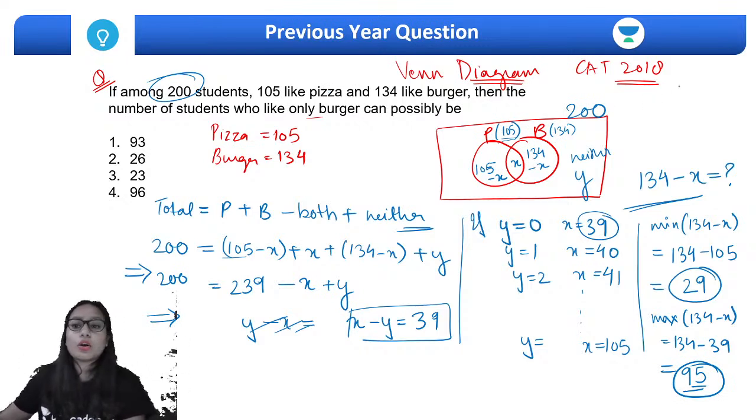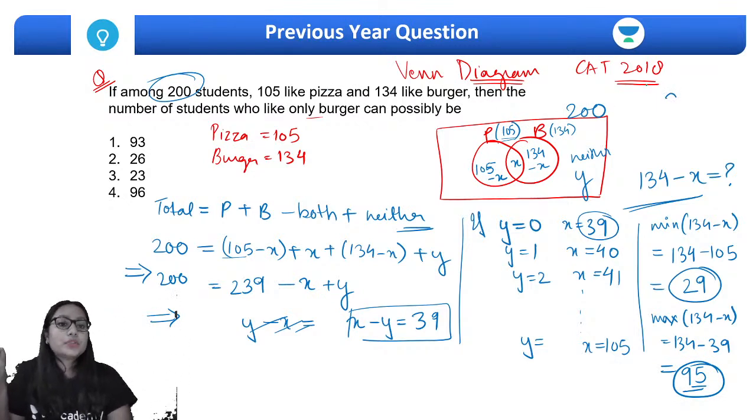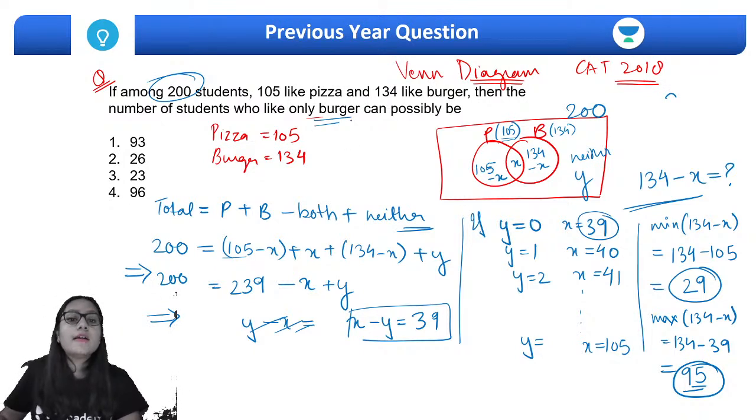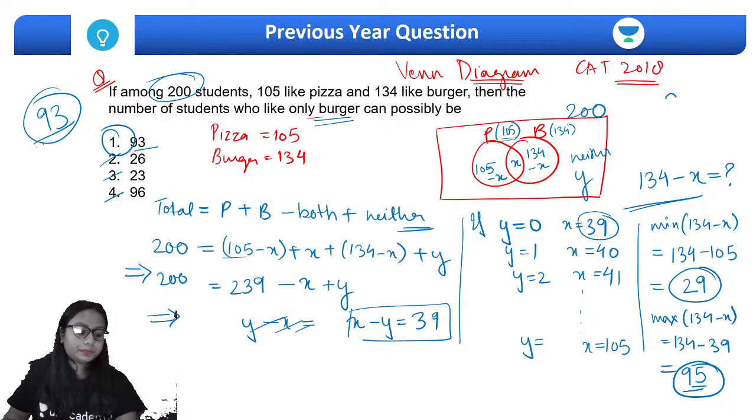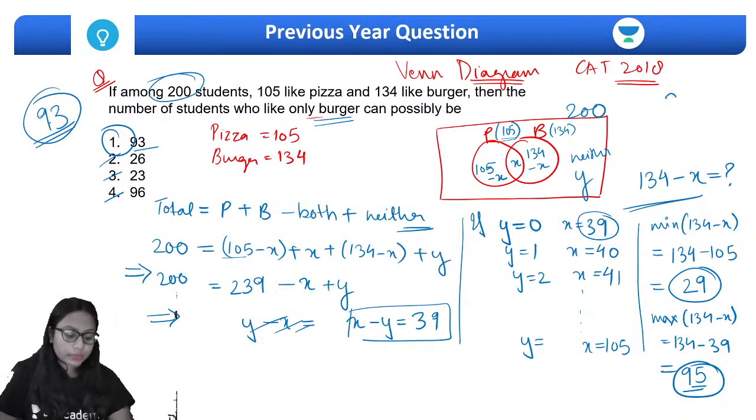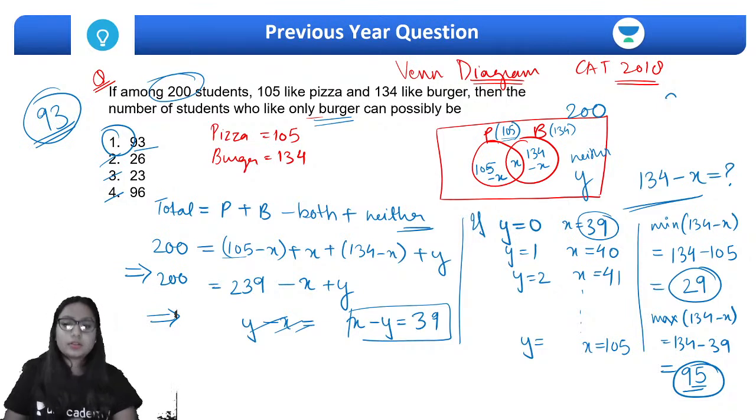So the number of students who like only burger will lie between 29 and 95. Now, since these values are not in the given range, the correct answer is 93. Okay, I hope this question is clear to everyone.